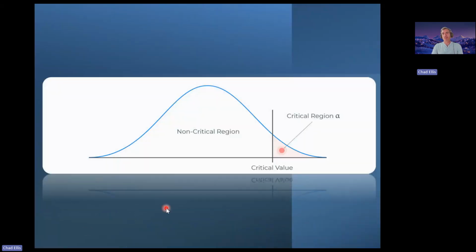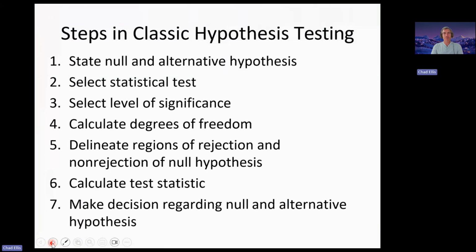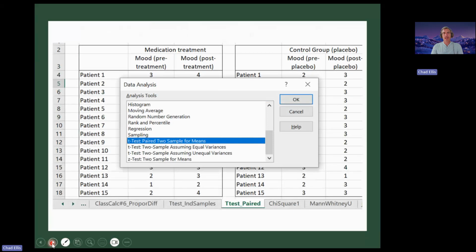Right, so if we're going to define our rejection and non-rejection zones, anything that lands in here is our non-rejection. Here's our critical value, and anything that lands in here, we're going to reject the null hypothesis. So of course, we're going to be using these 7 steps again. And we can also do this calculation in Excel. In the data analysis tab, we have the t-test paired 2 sample for means.